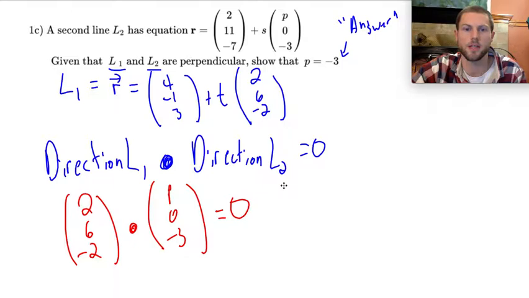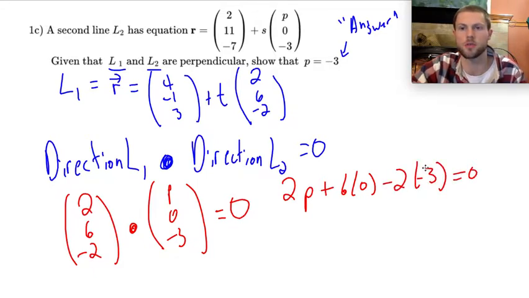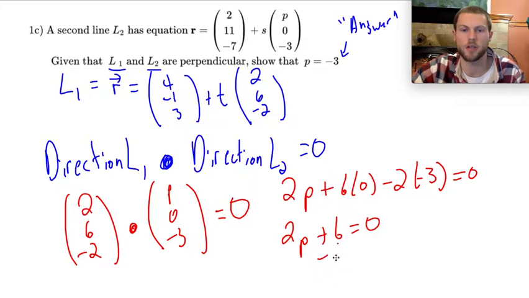So let's take the dot product: 2 times p plus 6 times 0 minus 2 times -3 equals 0. I multiplied my x components, y components, and z components, and added them all up. Combining all this, I get 2p plus 6 equals 0. With a little algebra, subtracting 6 from both sides, I get 2p equals -6, or p equals -3.